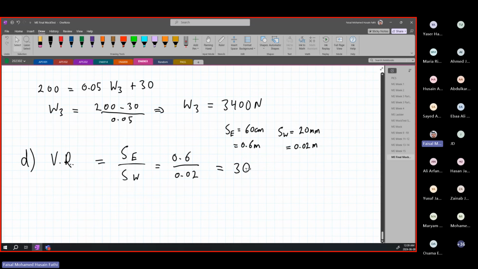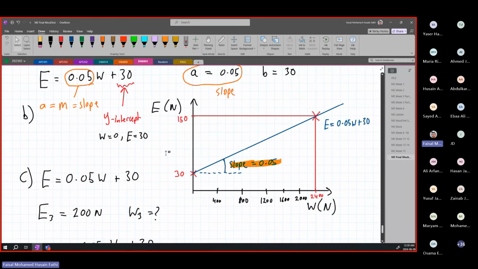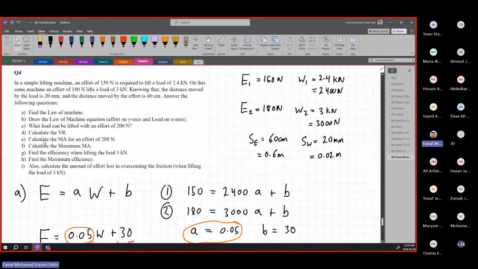And that's it. There's no units because it's a ratio, and this is your VR. So this VR is going to be constant for everything. Any type of question where you need to use VR or efficiency, you will use the same VR value of 30, because this is a fixed value for a specific machine. So let's look at the next part, part E.